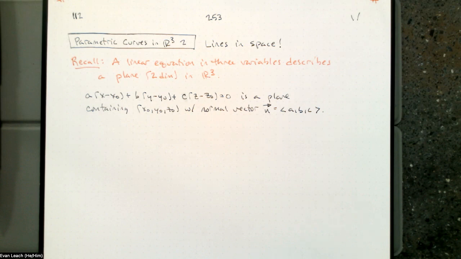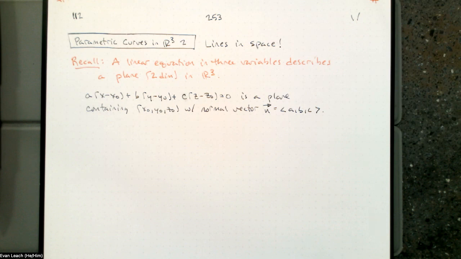So if you would recall, if we have a linear equation in three variables, that will give us a plane which is two-dimensional in R3. So the equation a times x minus x naught plus b times y minus y naught and so on, that's got to be a plane containing the point x naught, y naught, z naught with normal vector a, b, c. So it's everything perpendicular to the vector a, b, c.